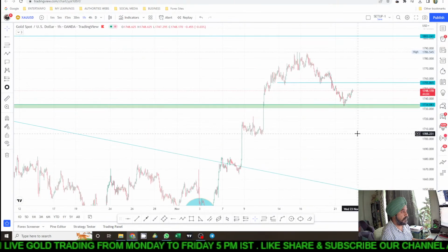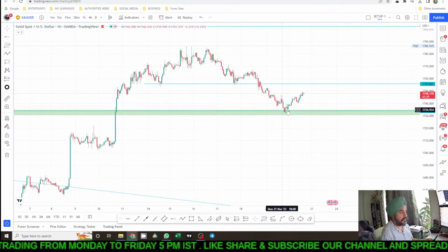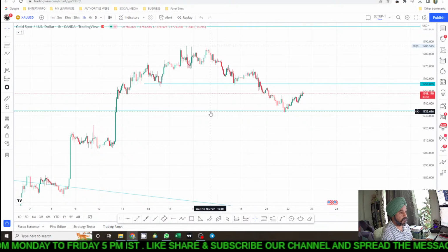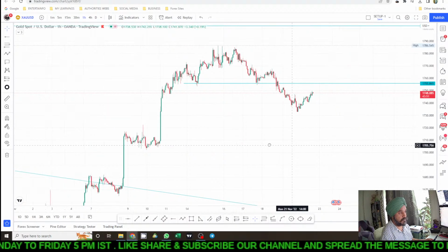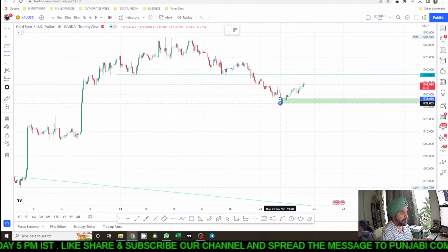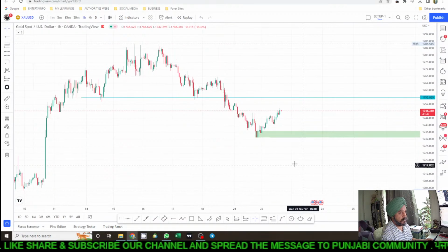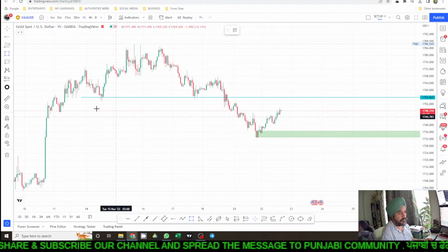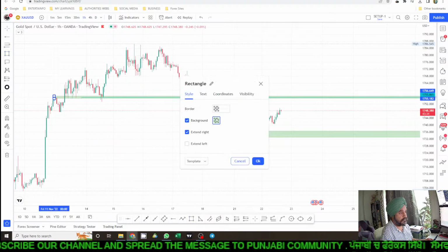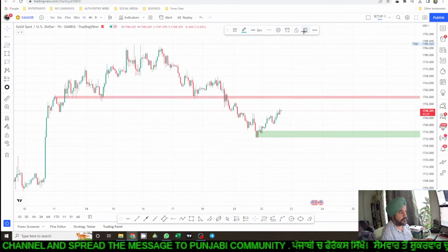In 1 hour we can see the gold has touched down the previous resistance zone and now it's moving upside after getting a demand zone. Let's mark this demand zone in a 1 hour candle. This is a demand zone and this is a potential resistance. We will use red color for resistance marking.